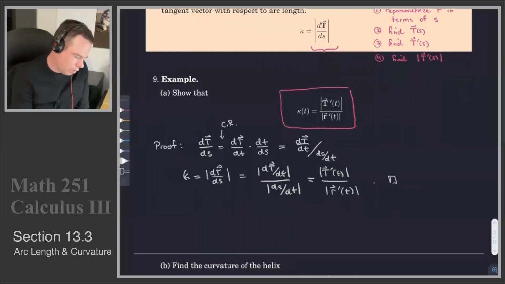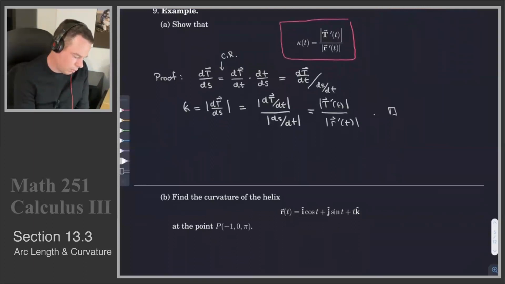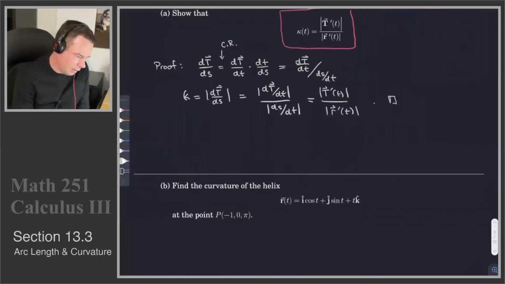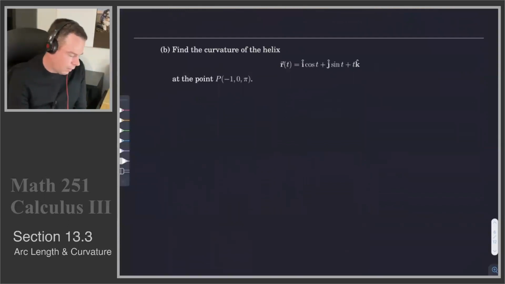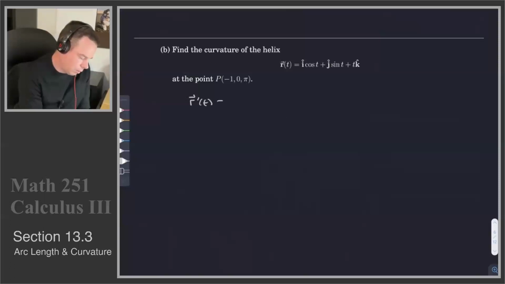So let's see how we could use this formula to compute curvature. So we're going to find the curvature of the helix. This is our example that we've been working with so far. It says at a particular point, but we're going to see that the curvature is constant. It's independent of the point we're at. So we don't actually need to know the point we want the curvature at, because the curvature is going to be the same everywhere. So this formula says that we're going to need to know r prime of t.